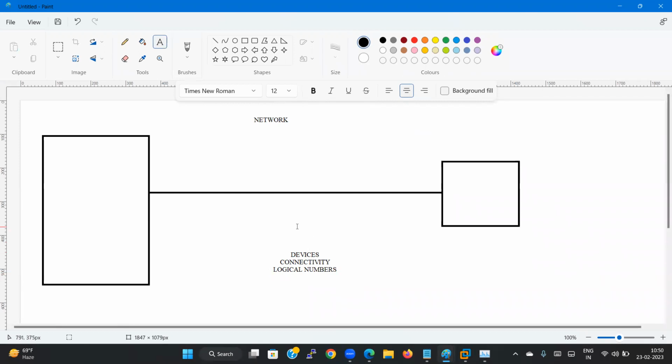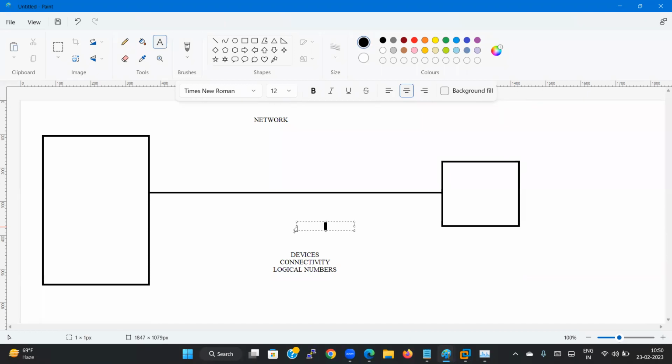So first of all, we have to understand what is meant by a network. Connection of multiple devices with the help of a connectivity, or else connection of multiple devices with the help of a transmission media, either it might be a wired media or else it might be a wireless media, is called a network. Connecting two or more devices with the help of a transmission media is called a network. And establishing the communication is called networking. We will discuss about that.